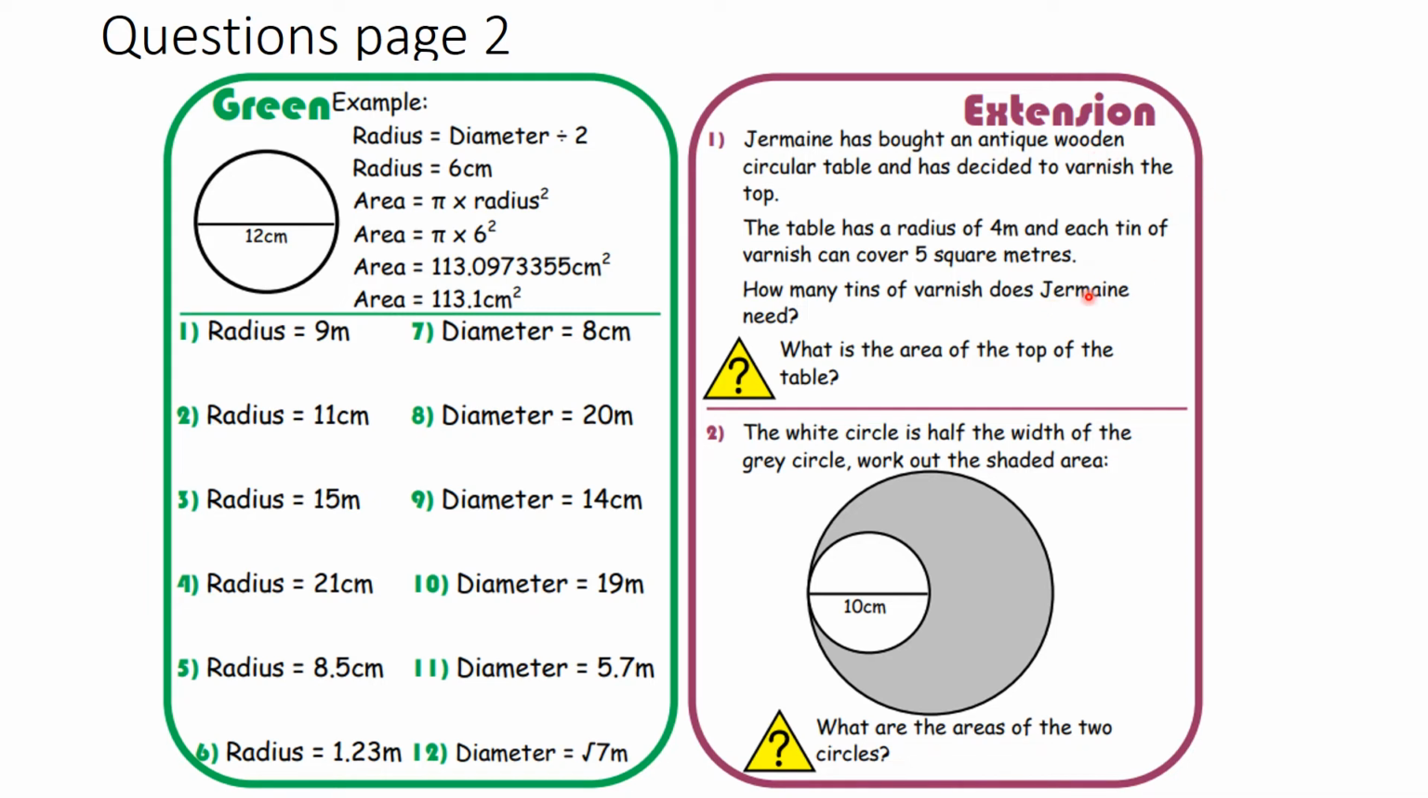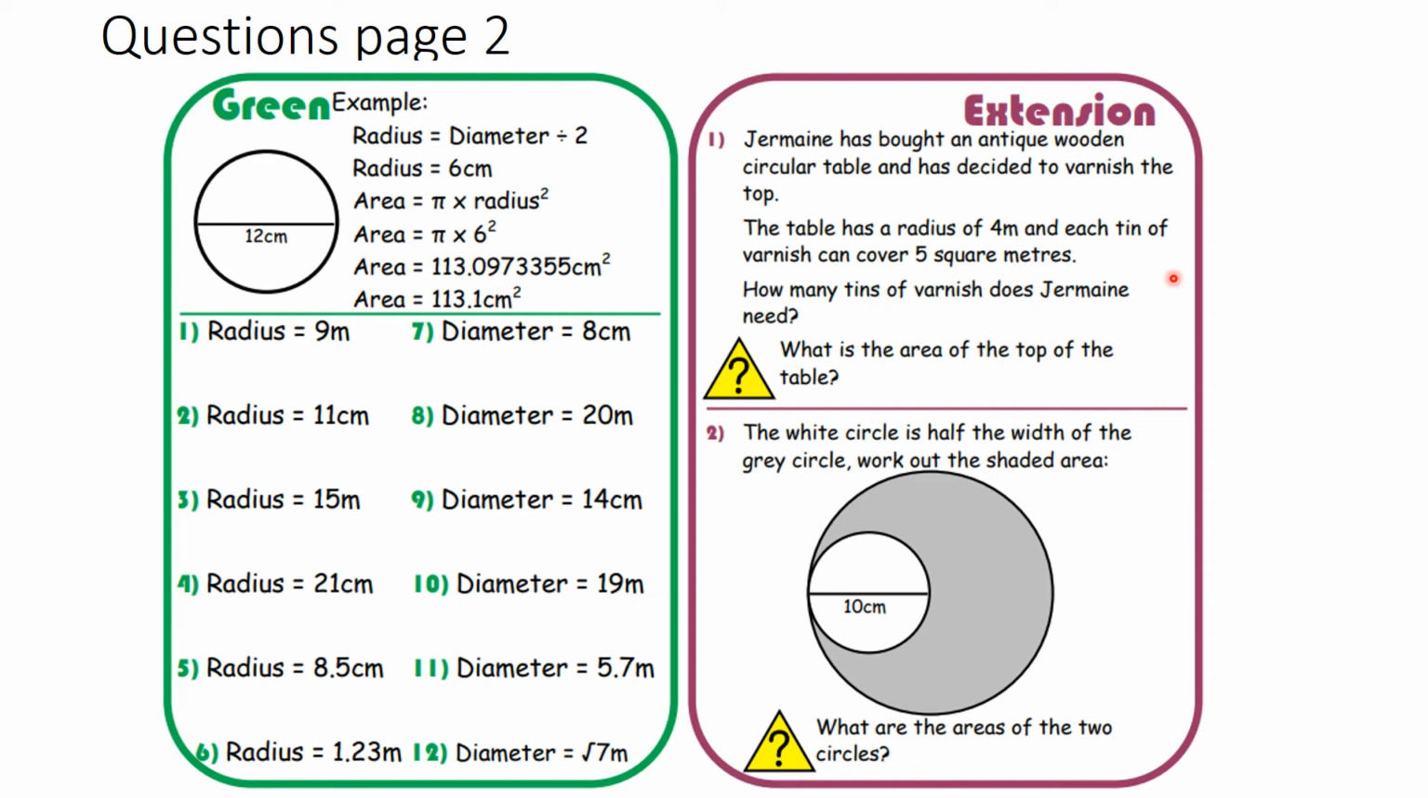For the extension, Jermaine's got an antique wooden circular table. It's got a radius of 4. So we'll start by working out what the area of the table is. Once you know what the area of the table is, each tin of varnish will do 5 meters squared. So you want to see how many lots of 5 meters squared go into your area. So basically you're going to do area divided by 5.